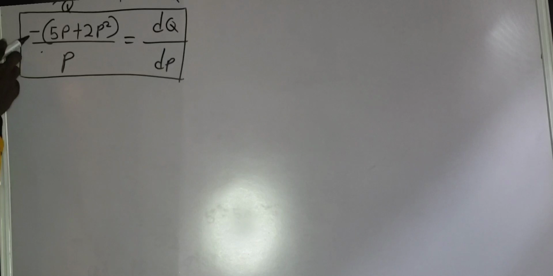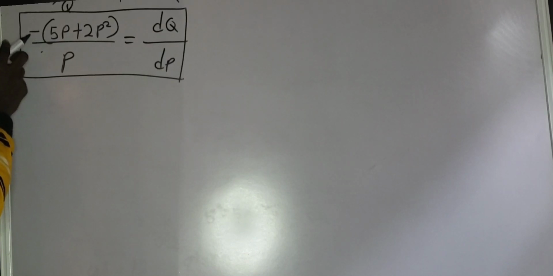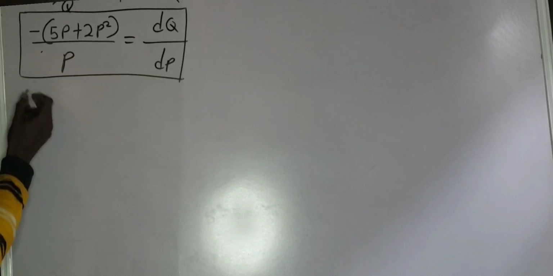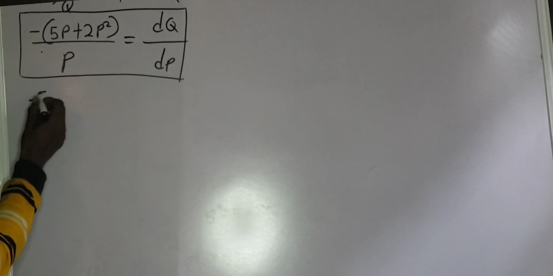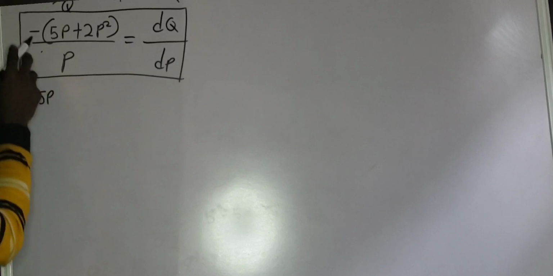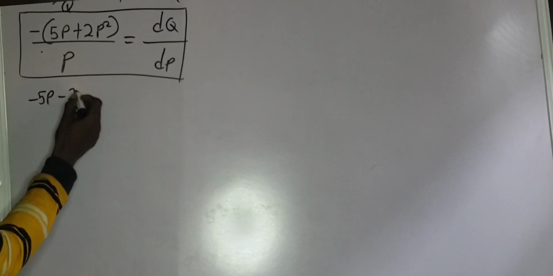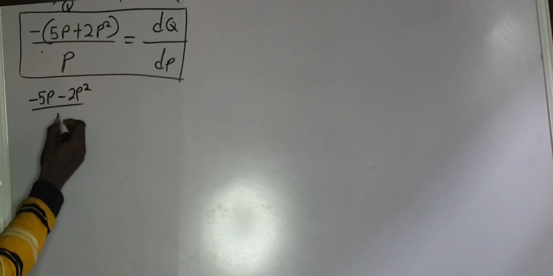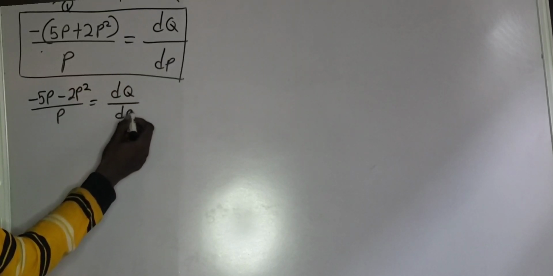The next step is that we are going to open this top bracket, the numerator, with the minus. So I'm going to have negative multiplied by positive 5p, I'm going to have negative 5p. Negative multiplied by positive 2p squared, I'm going to have negative 2p squared, all over p, is equal to Q over P.